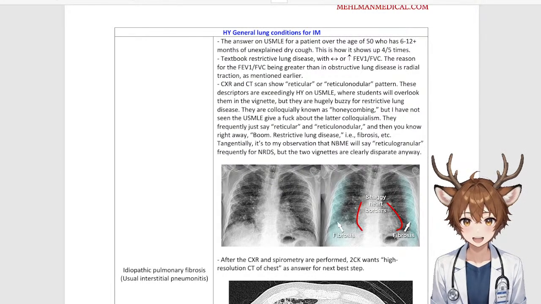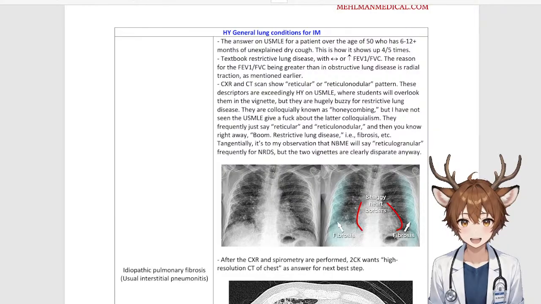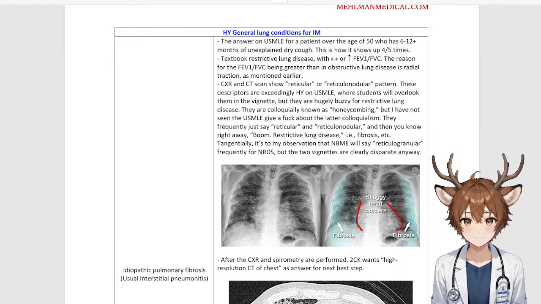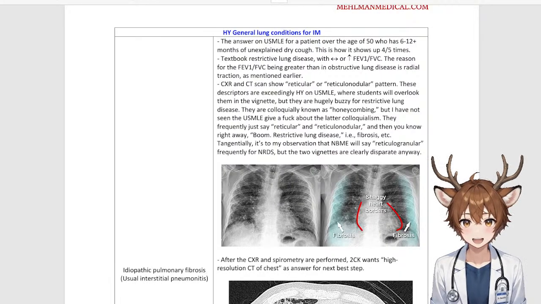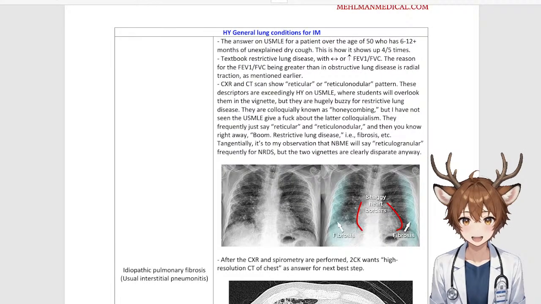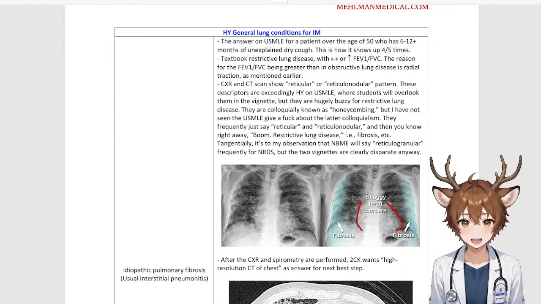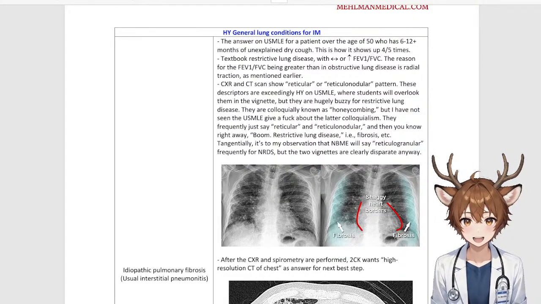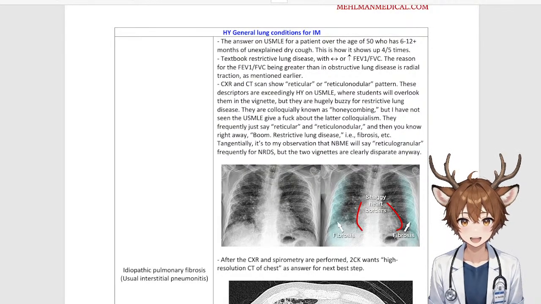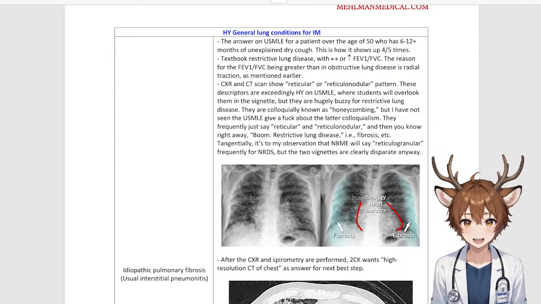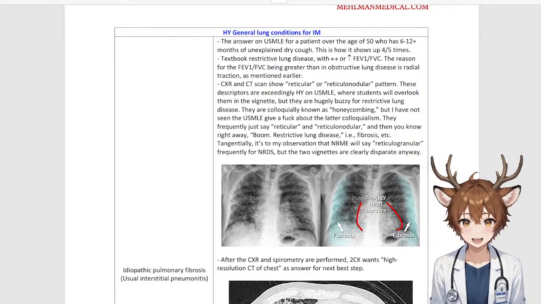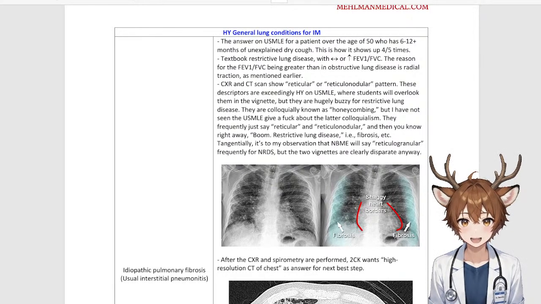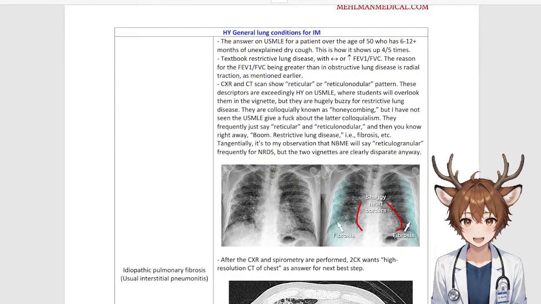Chest X-ray and CT scan show reticular or reticulonodular pattern. These descriptors are exceedingly high yield on USMLE, where students will overlook them in the vignette, but they are hugely buzzy for restrictive lung disease. They are colloquially known as honeycombing, but I have not seen the USMLE care about the latter colloquialism. They frequently just say reticular and reticulonodular, and then you know right away, boom, restrictive lung disease, i.e. fibrosis, etc.